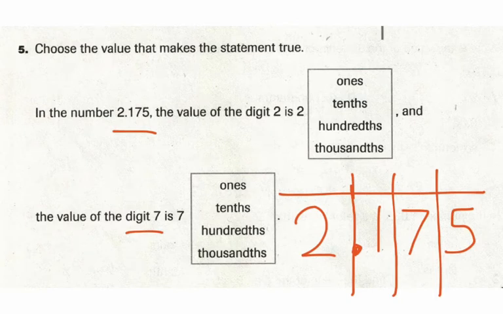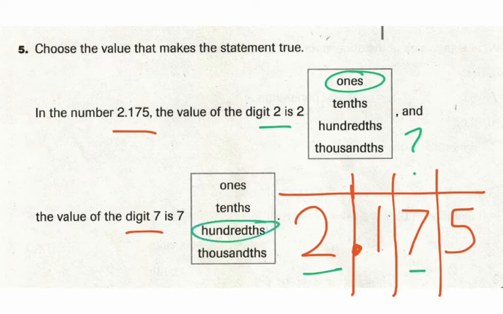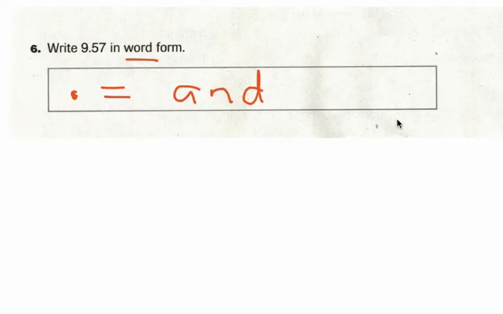Same thing here. Write the number in there. Look for the value of digit 2. The 2 is in the ones place, so it's a 1. And the 7 is in the, what is it? Yep, that's right, it's the hundredths place. So it is worth 7/100ths.